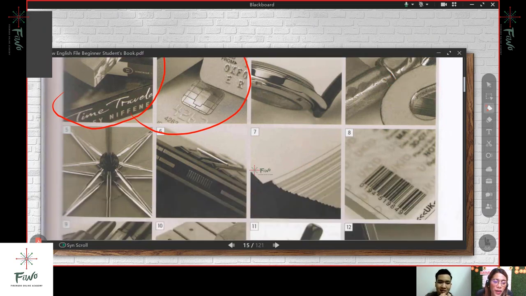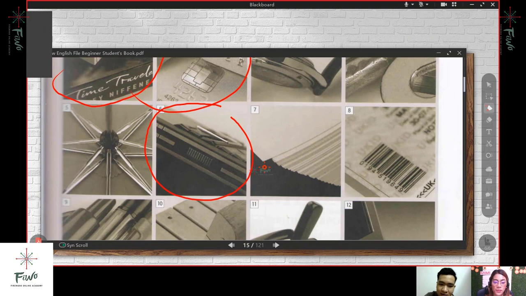Okay. How about number five? Number five is an umbrella. Okay, what is it? It's a complete sentence. Number six is... what's the question? What is this? What is it? And I don't know what is this.